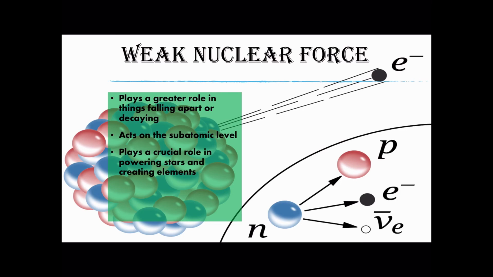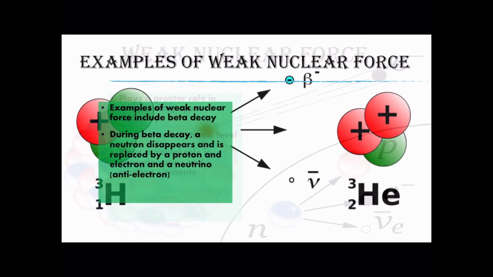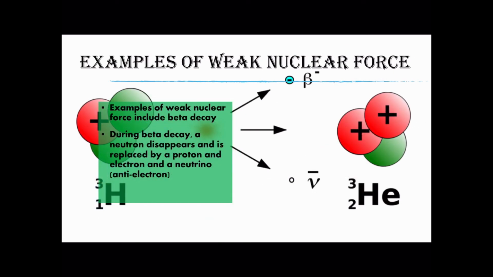Italian physicist Enrico Fermi devised a theory in 1933 to explain beta decay, which is the process by which a neutron in a nucleus changes into a proton and expels an electron, often called a beta particle. Examples of weak nuclear force include beta decay. During beta decay, a neutron disappears and is replaced by a proton and an electron, and a neutrino, or an anti-electron.